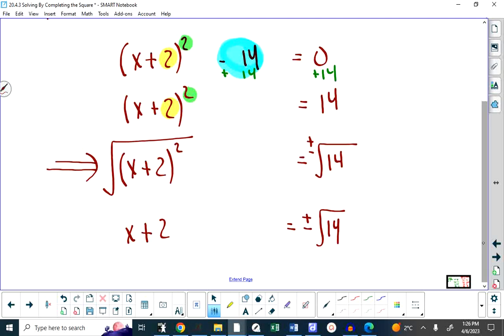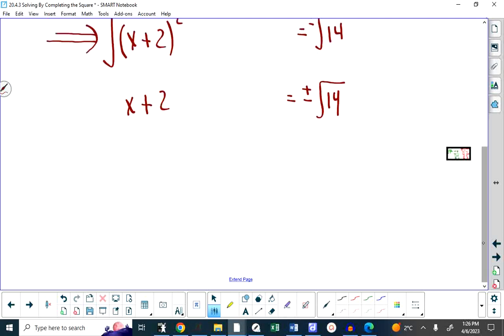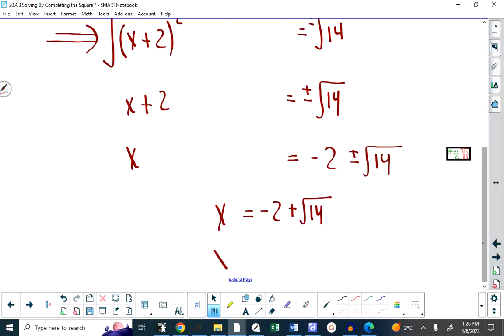Now we can finally get rid of the 2 by subtracting. When we do that, we almost always put the number that's not the radical before the radical. So this is my solution. What does that mean? X equals negative 2 plus the square root of 14, and x equals negative 2 minus the square root of 14. Please grab your calculator and figure out what the approximate values of those two numbers are.